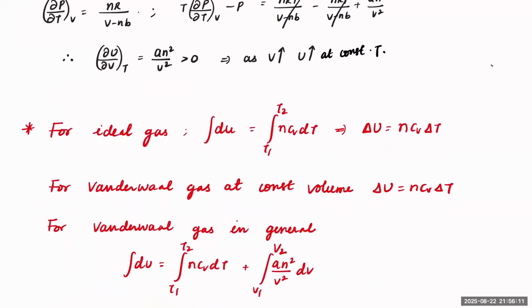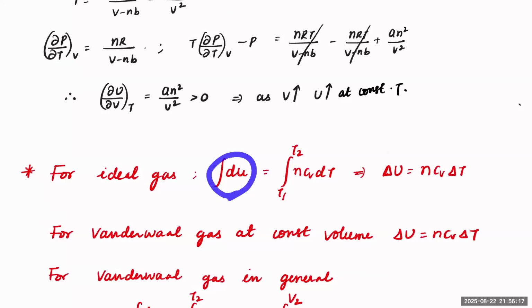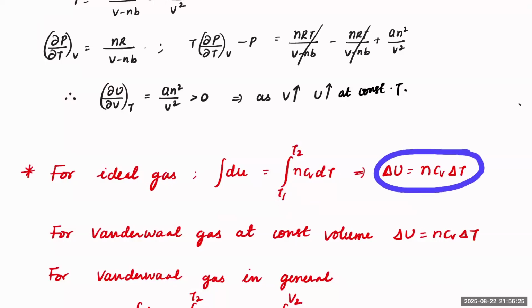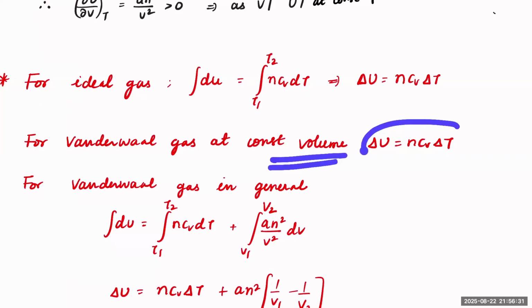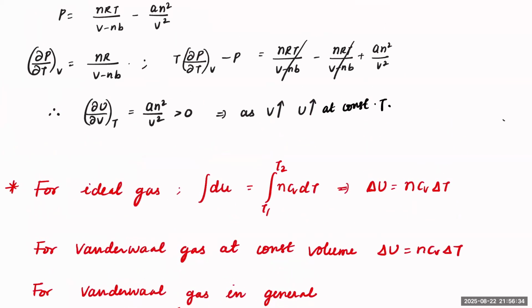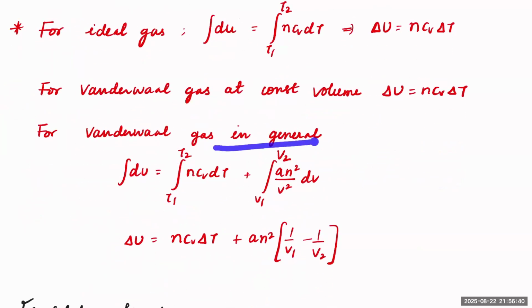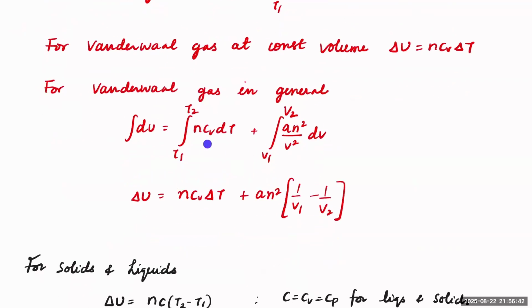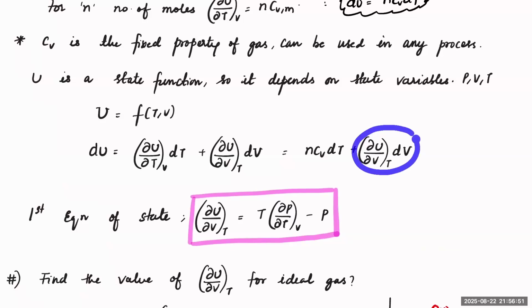But for ideal gas, what did we learn? For ideal gas, what we learned is that integral dU, which is equal to the integral from T1 to T2 of nCv dT. So if I integrate that, you'll get delta U equal to nCv delta T. For ideal gas, at constant volume, this factor is 0, right? So therefore, delta U is equal to nCv delta T. But for real gas, go back to this equation that we have.